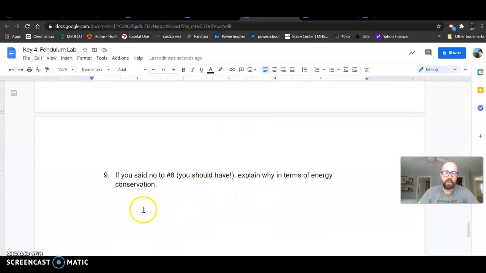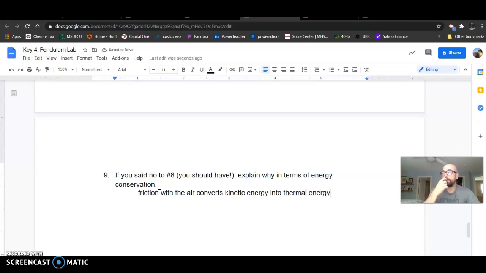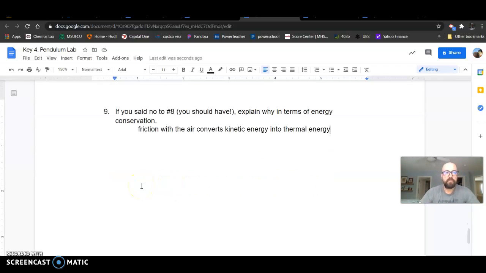And that's what the last question I wanted you to think about. Why, in terms of energy, wouldn't it swing back and forth? Friction with the air converts kinetic energy of the pendulum into thermal energy, so heat created from that. That goes off to the surroundings, meaning the pendulum doesn't have as much energy, doesn't swing as far, and that's why when you make a pendulum and you swing it, it eventually comes to a stop. And that's it.